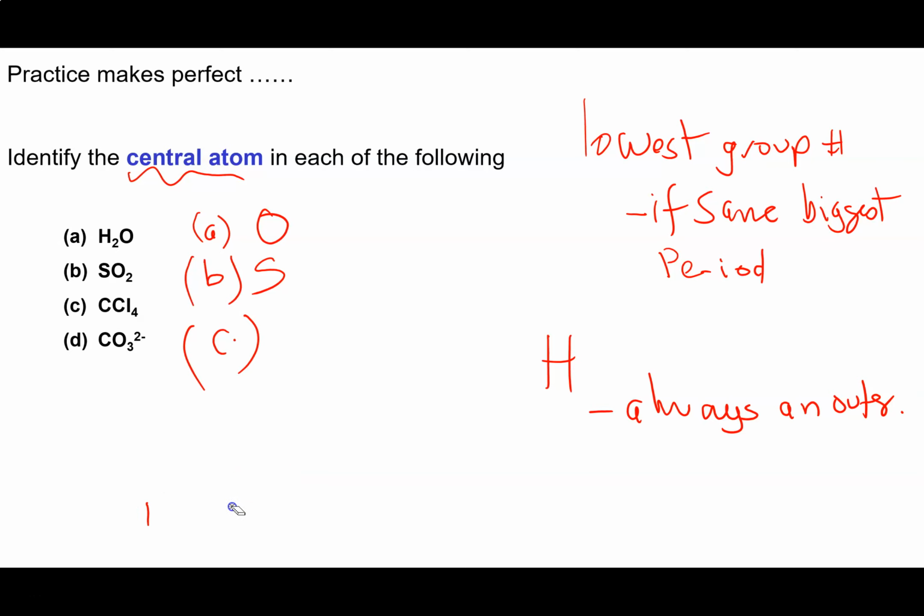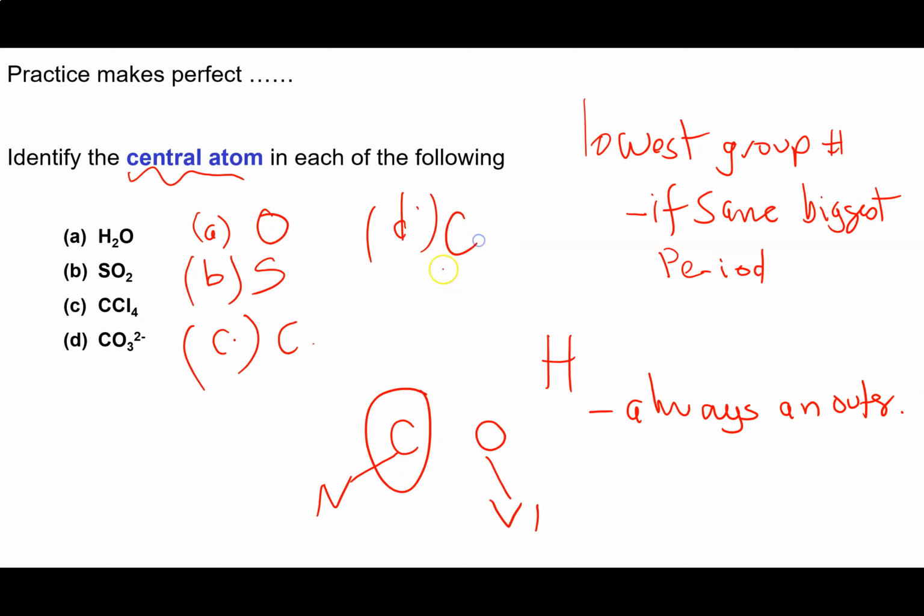And this compound here, carbon tetrachloride, we've already done this one, haven't we? Carbon is in group 4A, chlorine is in group 7A, so carbon has got to be our central atom. For the carbonate anion, carbon again, group 4A, oxygen, group 6A, carbon is our central atom.